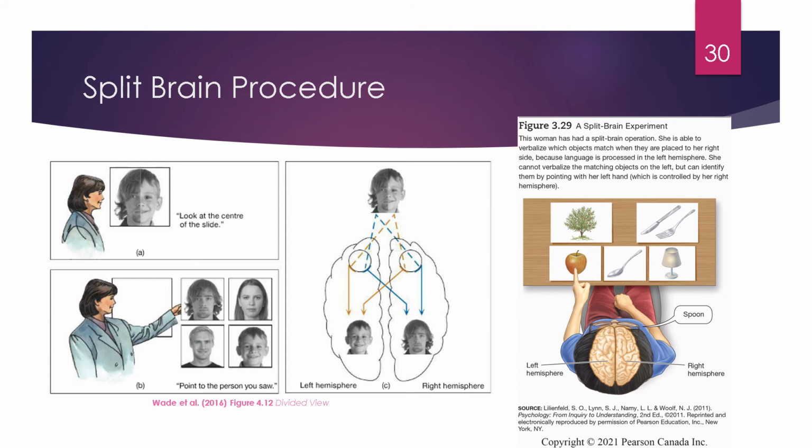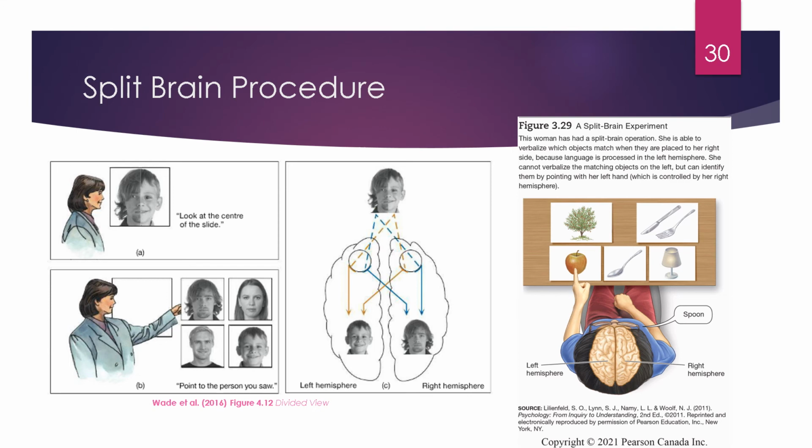However, if you ask them to point with their left hand, and this is where it gets kind of complicated, as we know, the left hand is controlled by the right side of the brain, because again, we have that switch over with the contralateralization. Then when they're asked to point with their left hand, they would point at the man. Because again, he was on the left side, which went to the right side of the brain, and the right side of the brain controls the left hand.